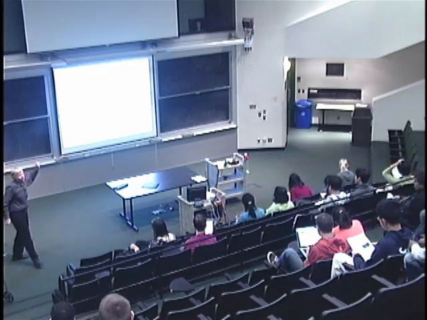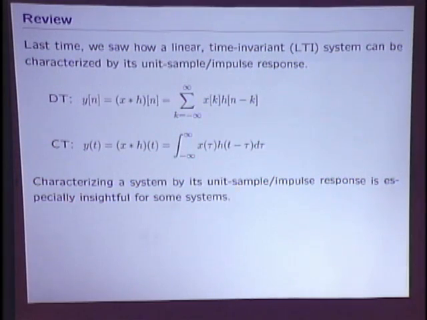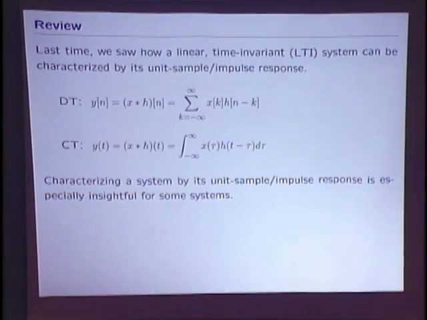Today we're going to talk about frequency response. Just to set the context, remember that last time we talked about a way to characterize a system in terms of a single signal. By knowing the impulse response of a CT system, you could characterize the response to any signal by thinking about the output as the convolution of the impulse response with the input signal.